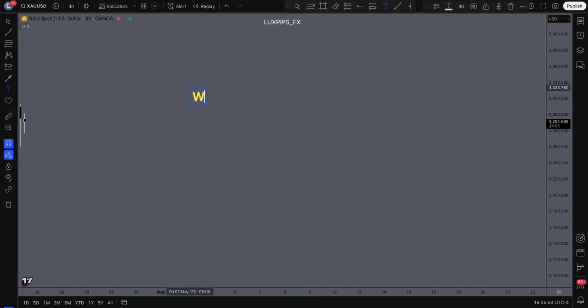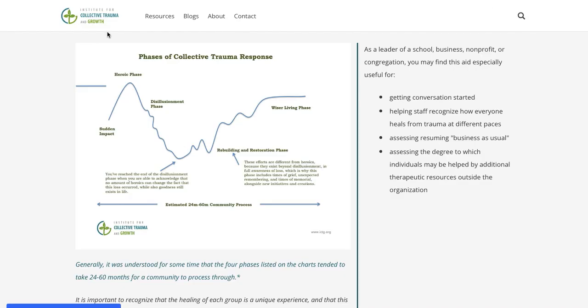So why does it work? This is my opinion right here: because of emotions. I can back up this claim by looking at a chart illustrating a collective trauma response.